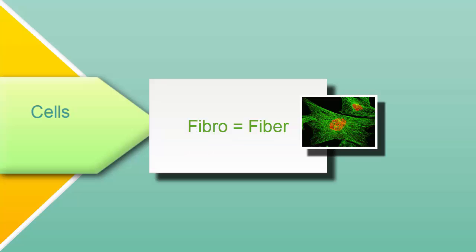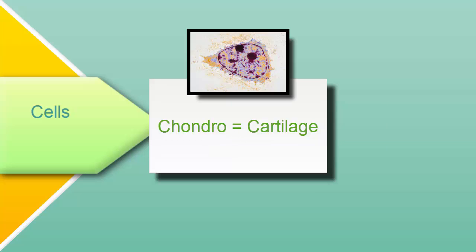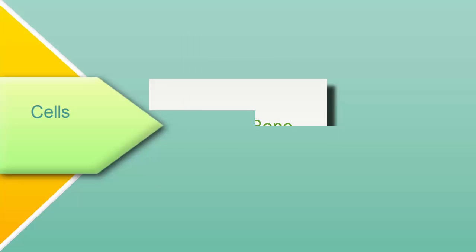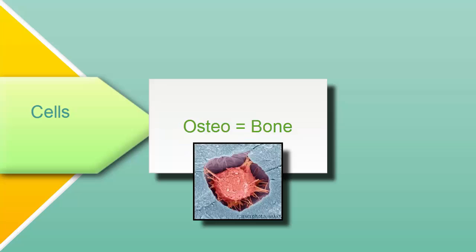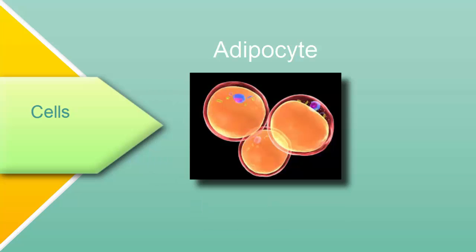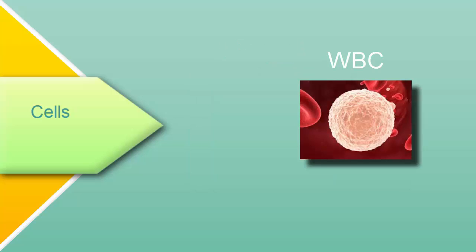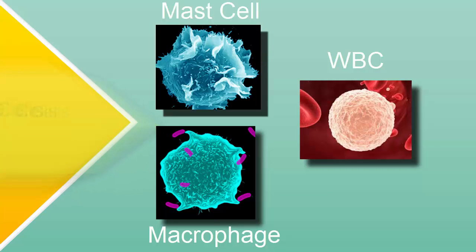In connective tissue proper, the extracellular matrix contains a lot of collagen fibers, so the cell is called a fibroblast. In cartilage, the cell is called a chondroblast because chondro relates to cartilage. And in bone, the cell is an osteoblast. Osteo refers to bone. Other cells found in CT are the fat cell, also known as adipocytes, and the cells of the immune system: white blood cells, macrophages, and mast cells.